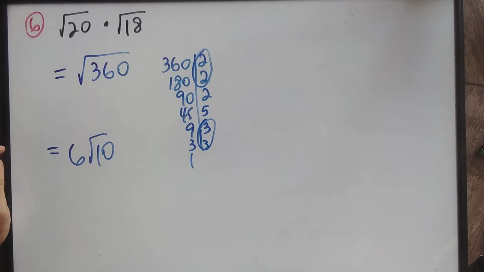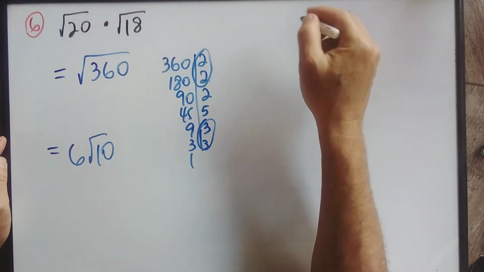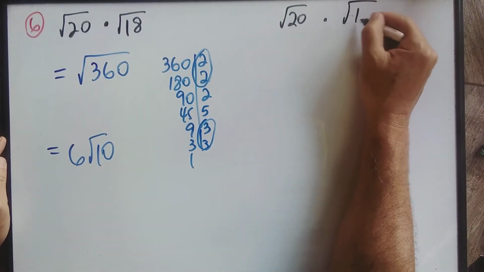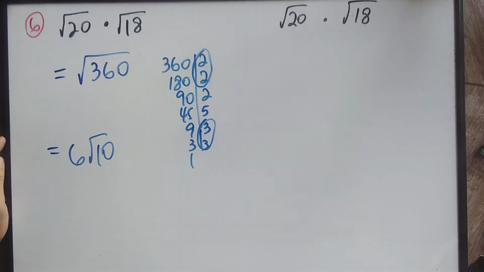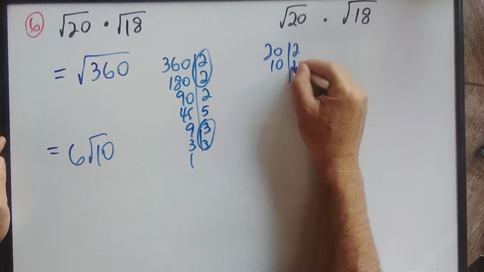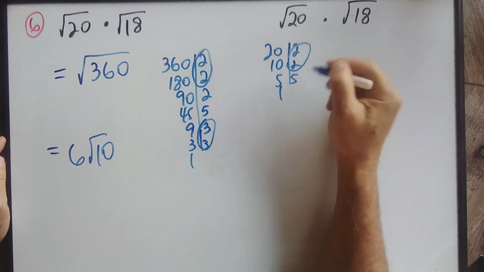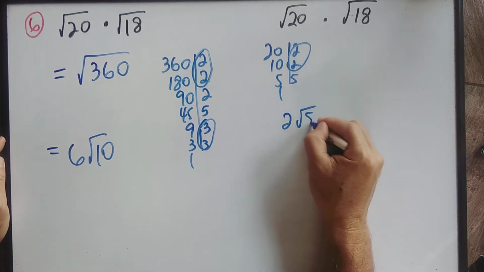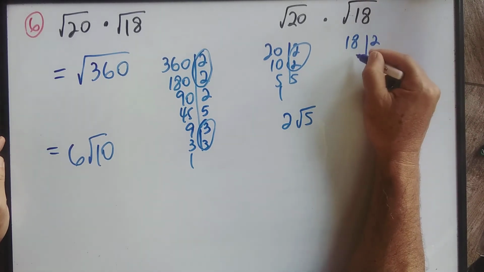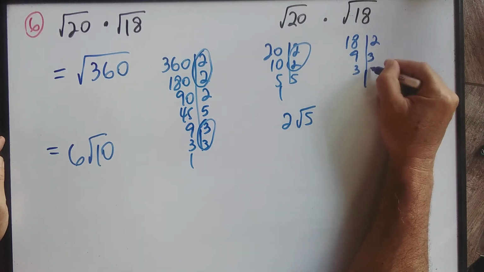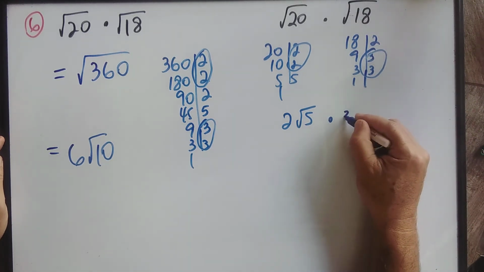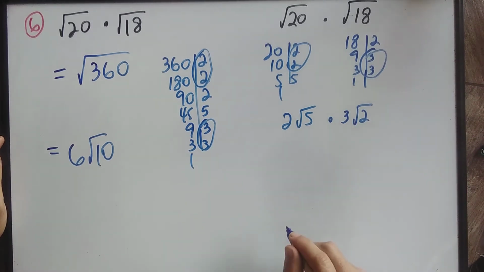And now let me do the same problem a different way. Let's do square root of 20 times square root of 18. So I'm gonna do a prime factorization on both numbers. For 20, divide by 2, 10 by 2, 5 by 5, 1. So that's gonna give you 2 radical 5. We do the same thing with the 18, divided by 2, 9 by 3, 3, and by 3, 1. So it'll be 3 radical 2. So 2 radical 5 times 3 radical 2. And then we multiply them together.